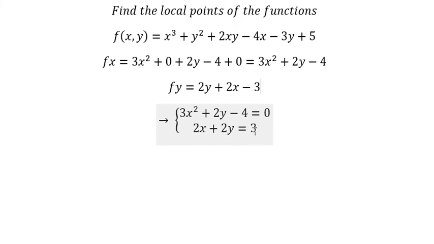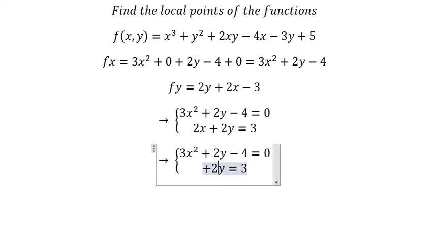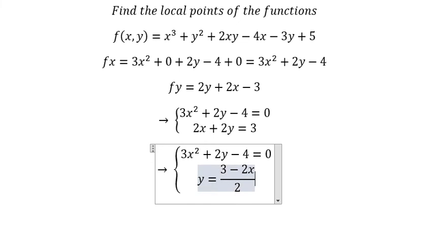I will put negative 3 on the right, that's why you get positive 3. I will set fs and fy equal to 0, so we can find the solution of s and y. So I will move 2s to the right and divide both sides by 2. Next, I will substitute this for y, so we can find the solution of s.